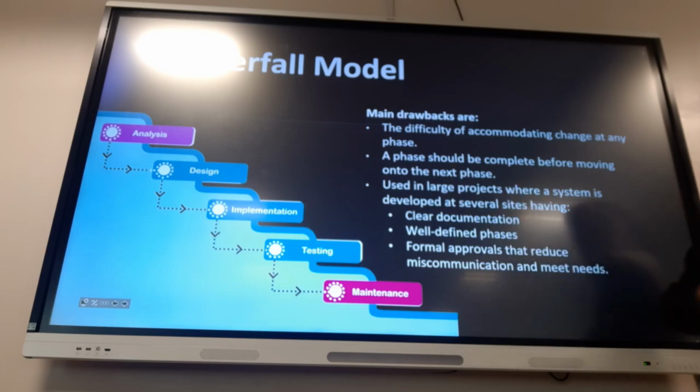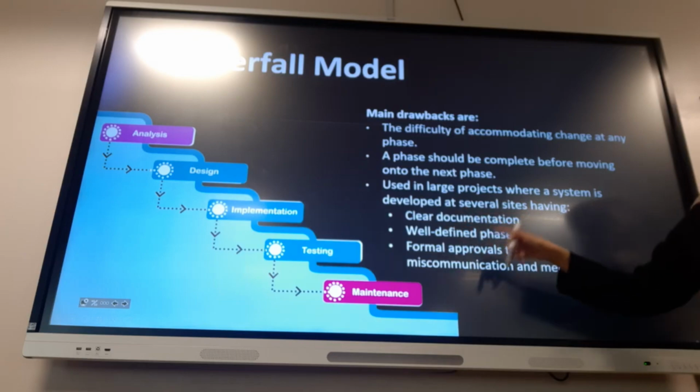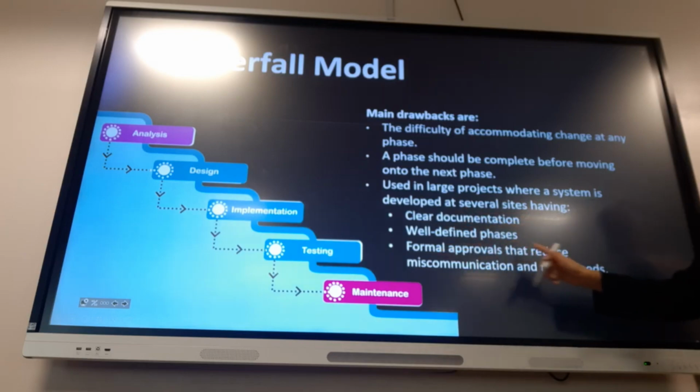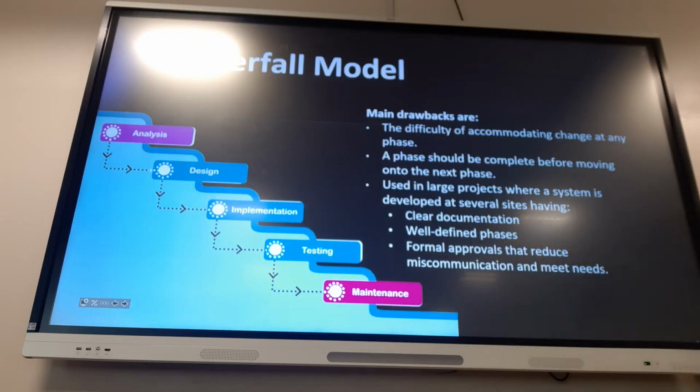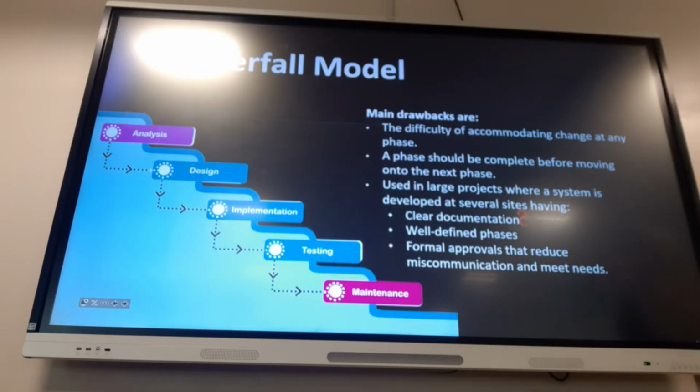It's used mostly in large projects where the system is developed in several sites. It has clear documentation, well-defined phases, and formal approvals to reduce miscommunications and meet needs. I just want to stop here at this point. So clear documentation, what do we mean by this?